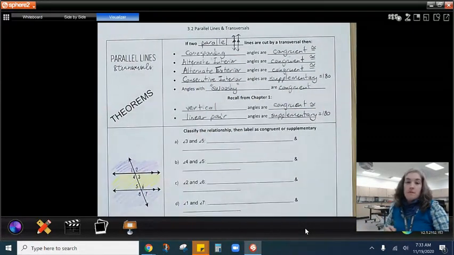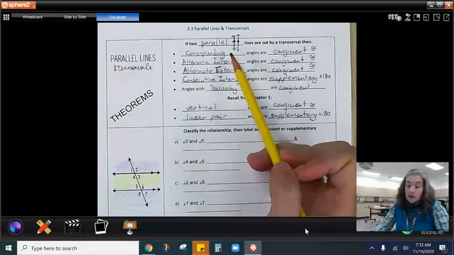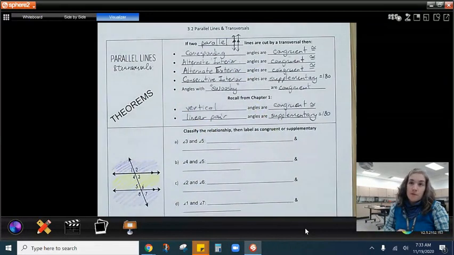And these are all theorems, all right? They're the consecutive angle theorem, the alternate interior angle theorem, and so on. So these are all theorems. They've got some rigorous background to them, and we know them to be true.